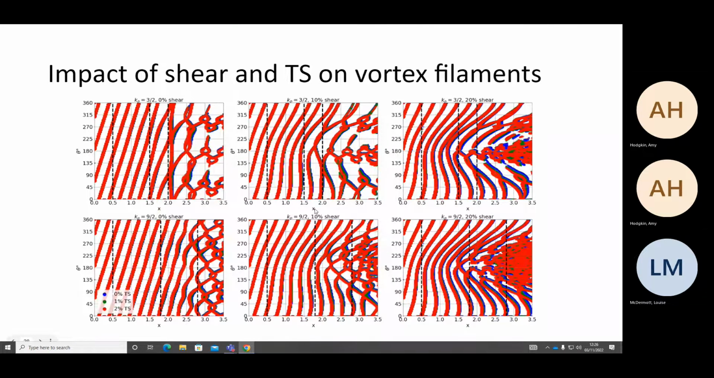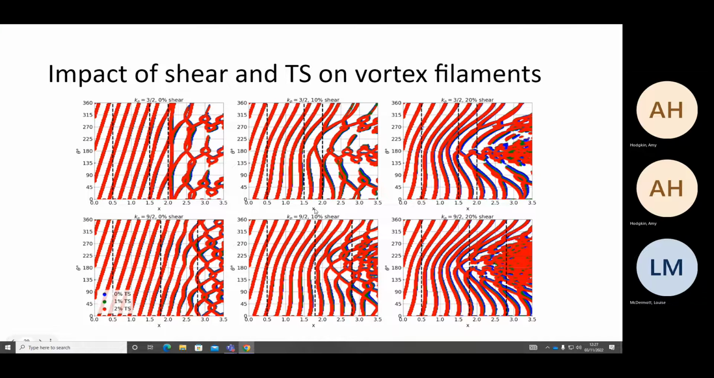So these plots compare the impact of shear and thermal stratification on the vortex footprint. What we have here is we've cut along the top of the vortex lines, what you saw in the videos, and flattened them out. Along the x-axis we have streamwise distance. Along the y-axis we have angle around the turbine, so 180 degrees is the bottom, and then 0 or 360 is at the top.